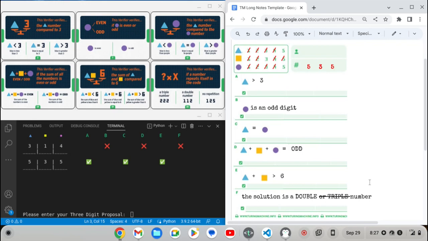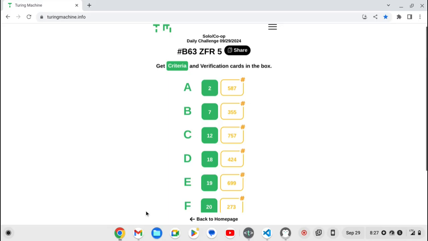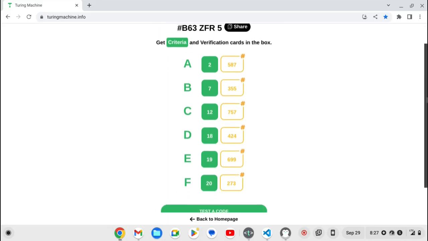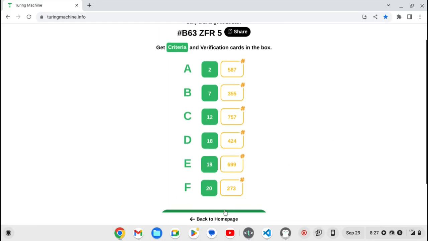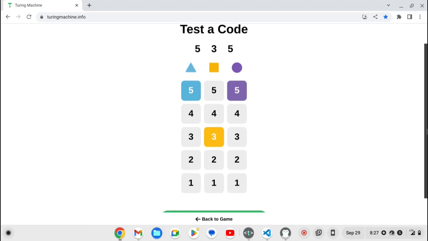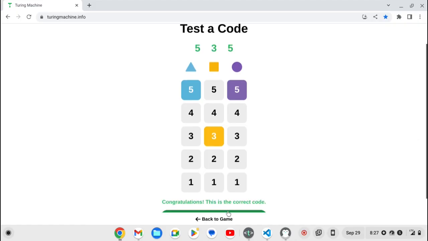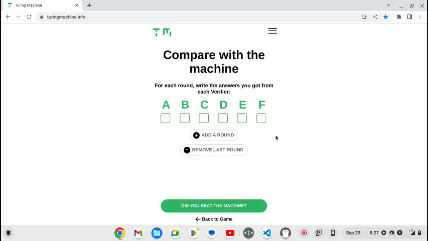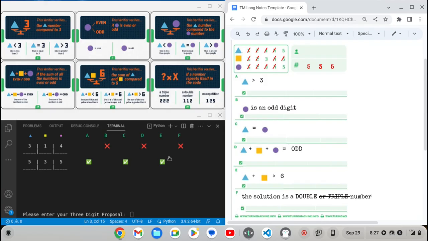Okay, and let's go ahead and test or confirm. All right, 535. Okay, yeah, that's exactly it. How do we do versus a Turing machine? I believe we did test all 6 criteria cards. Yeah, so it's a good chance that we at least tied versus a Turing machine.